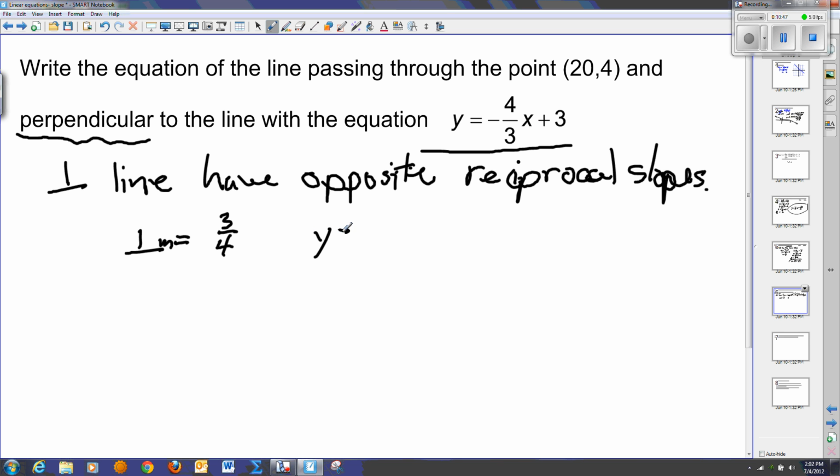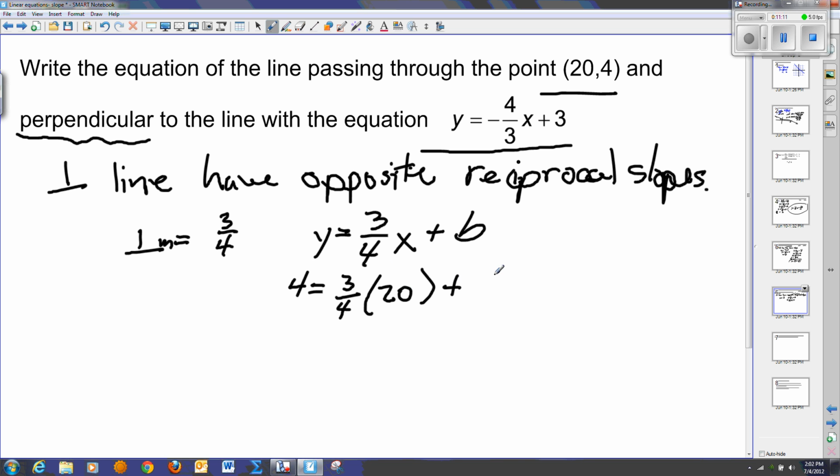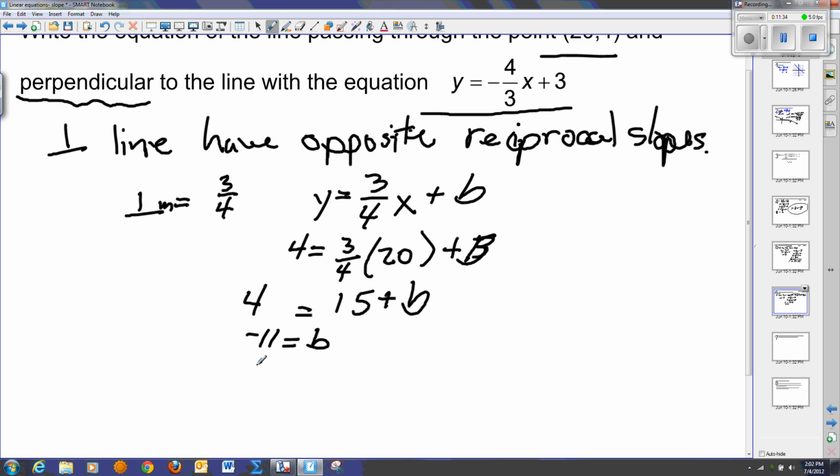Therefore, the equation of my line is y equals 3/4 x plus b. And again, as in our previous examples, we're going to take the x and y's from our given point and plug those into the equation. So substituting, I have 4 for my y is equal to 3/4 times an x value of 20 plus b. 20 and the 4 reduce to 5. 3 times 5 is 15. Whoops. Sorry, guys. That's a b. So 15 plus b is equal to 4, and negative 11 is equal to b. Now all I have to do is write the equation of my line. So I have y equals positive 3/4 x minus 11.